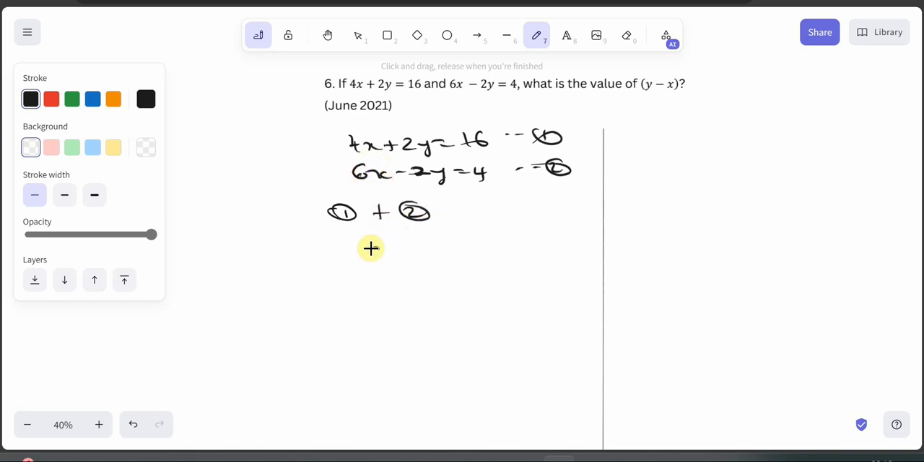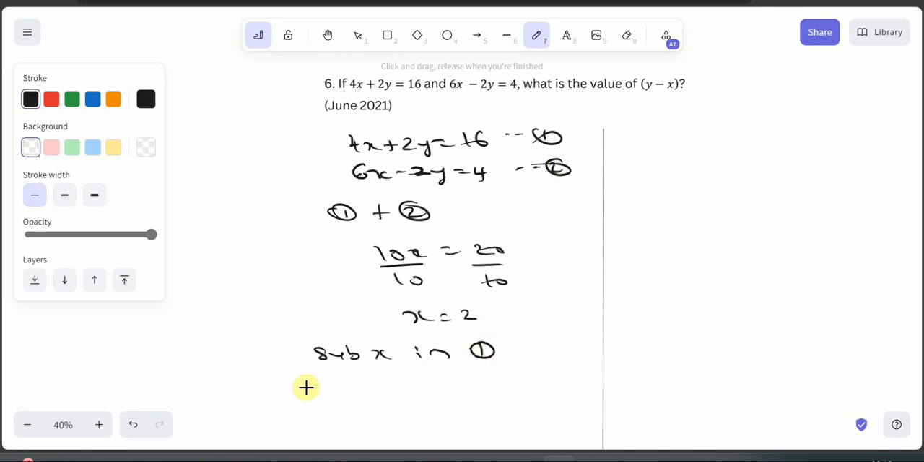4x plus 6x will give me 10x. Plus 2y minus 2y will give me 0 is equal to 16 plus 4 is 20. So if I divide both sides by 10, my x is equal to 2. Right? So I'll just substitute the value of x in any of the equations. I could say equation 1.